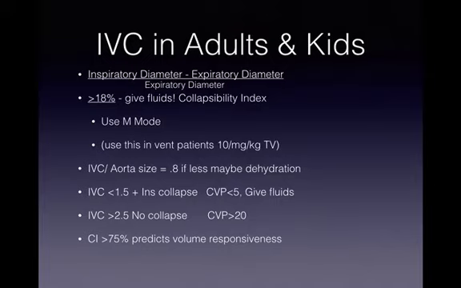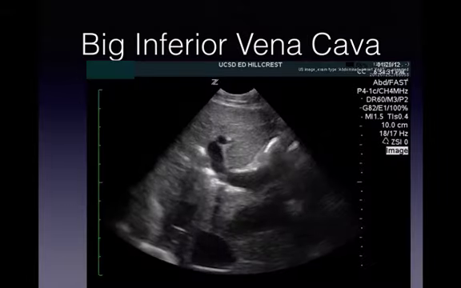You can also look at the IVC versus the aorta, and if the IVC over the aorta size is 0.8 or less, then they may be dehydrated and you can give them fluids. If the IVC is less than 1.5 centimeters and has total collapse, then I'd say give fluids. Your CVP is probably less than 5. Your CVP is greater than 20 if the IVC is greater than 2.5 centimeters and there's no collapse. A collapsibility index of greater than 75% predicts volume responsiveness.